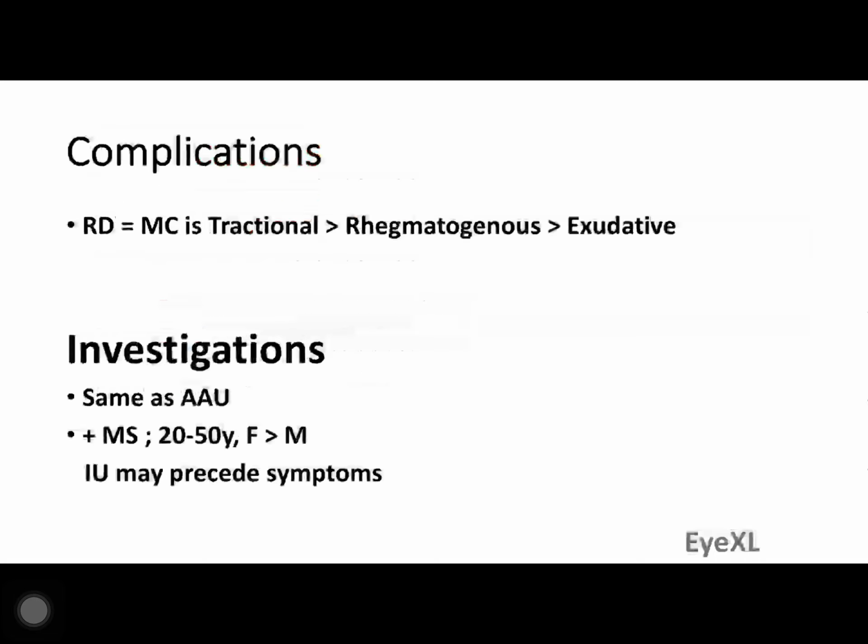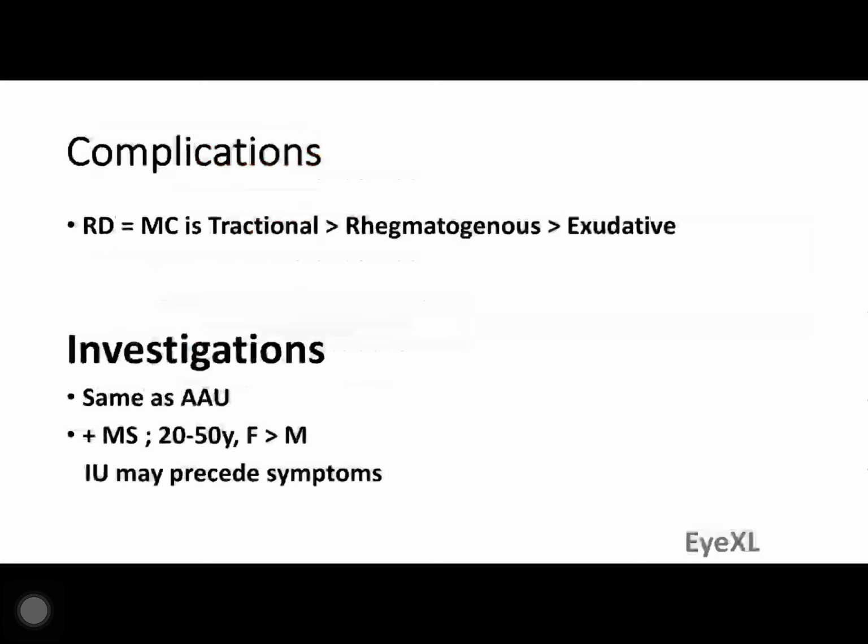What complications am I talking about? Very similar to anterior uveitis. Just a short note that the most common type of retinal detachment here will be tractional, more than rhegmatogenous, more than exudative. This tractional RD is because of the neovascular blood vessels that you see. Those blood vessels pull on the retina and produce a traction. That is why tractional is the most common one.